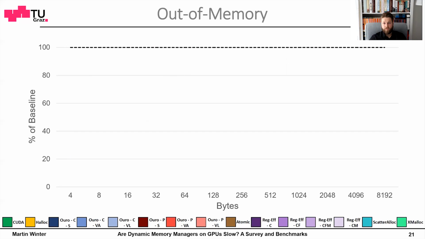Next, we looked at our performance for out of memory by performing 100,000 allocations for the respective sizes until each system reports out of memory. The plot here shows the ratio compared to the baseline. To reduce the runtime for this test case, instead of instantiating each approach with 8 GB, we just instantiate each one with 2 GB of manageable memory.